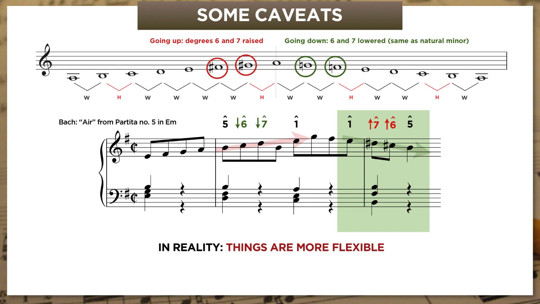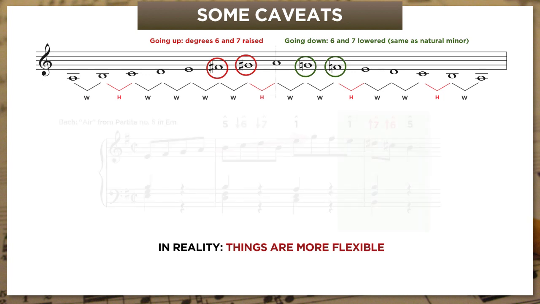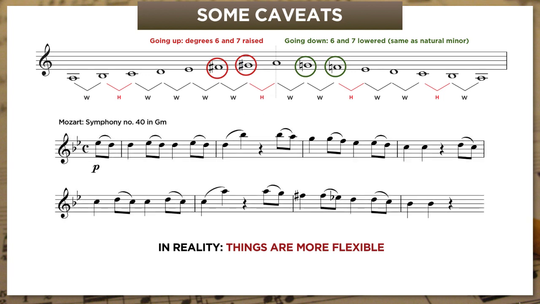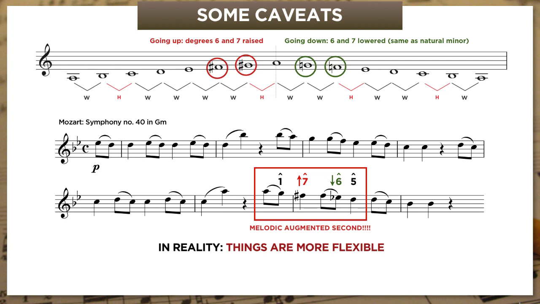However, another caveat: before too long, composers would actually get a whole lot braver when it came to navigating through that supposedly ugly augmented second interval. Here's the very famous opening of Mozart's 40th Symphony in G minor. So when we listen to the recording, notice how he passes right through that augmented second from F sharp to E flat without the slightest hesitation.